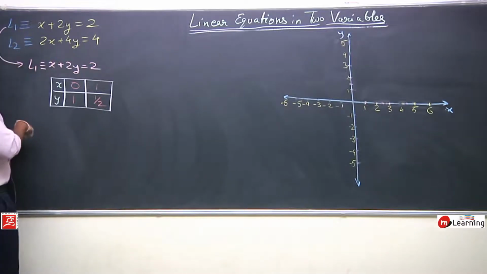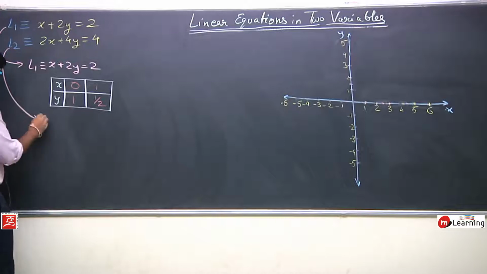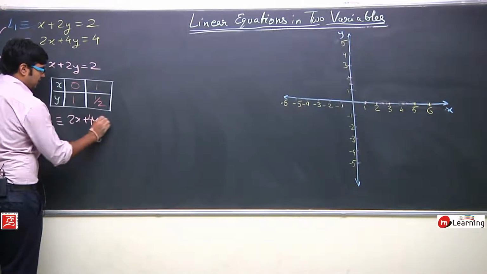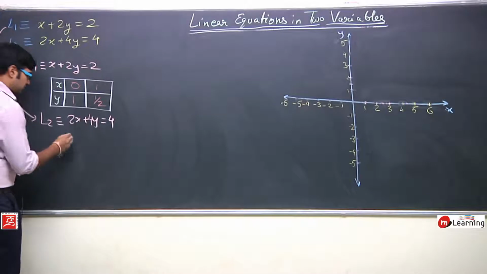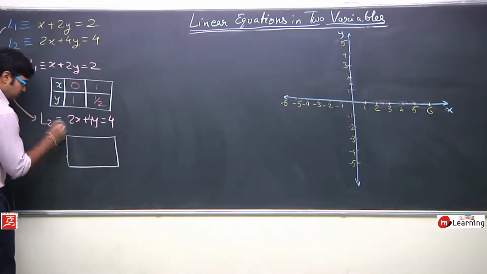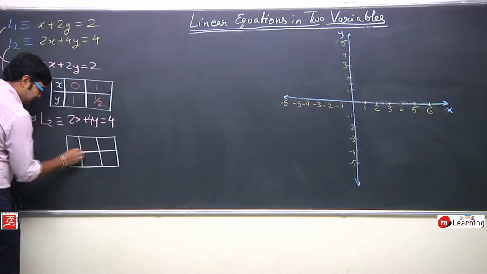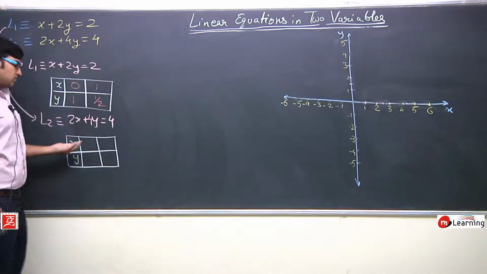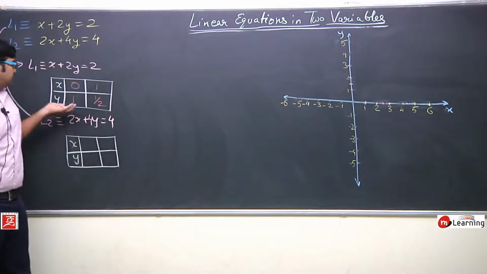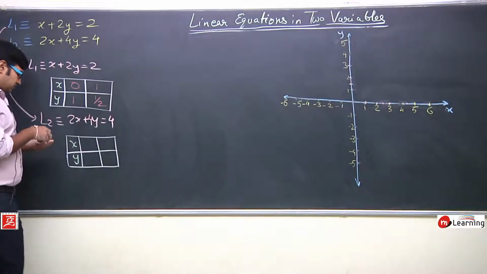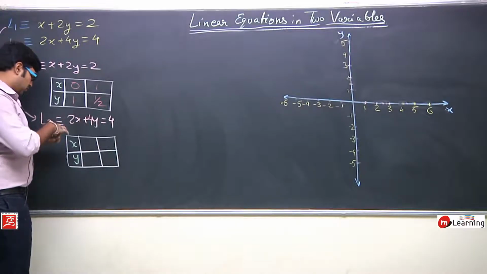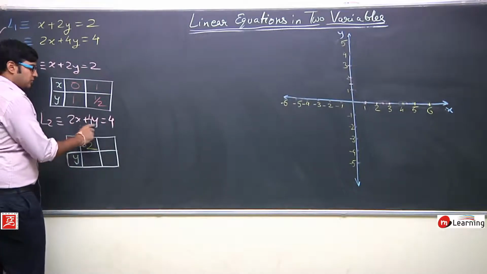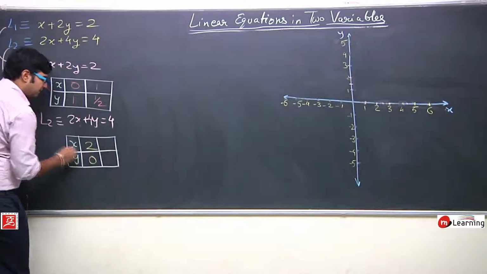Similarly, let us solve the second equation. The second equation L2 is 2x plus 4y is equal to 4. So this is x and this is y. Now we can choose different values of x to calculate the different values of y. For example, let us choose x equal to 2. If x is equal to 2, then 2 into 2 is 4, so 4y is equal to 4 minus 4. It means the value of y will be equal to 0.